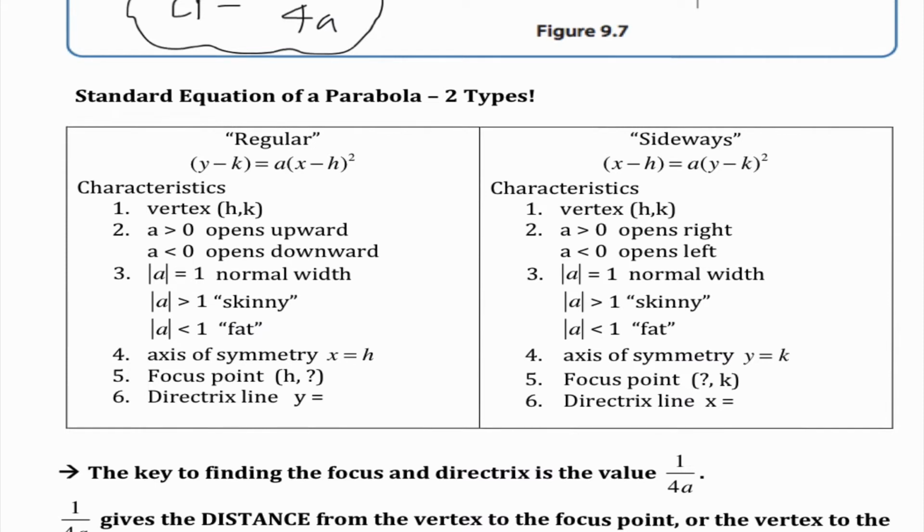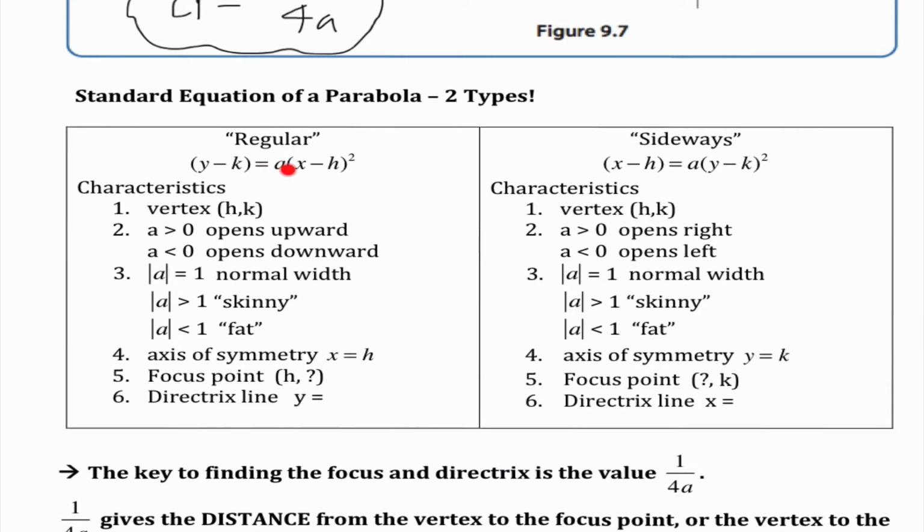If x is inside our parentheses, that means that this value is our x value. If y is inside the parentheses, that means this value is our y value. If it is a y equals parabola, I always think of that as going up and down like the y-axis. So if our a value is positive, it's going up. If a is negative, it's going down. The width depends on this a value as well. A normal width is when the absolute value of a is 1. So that means if it was up and normal, we would go up 1 and over 1 in both directions.